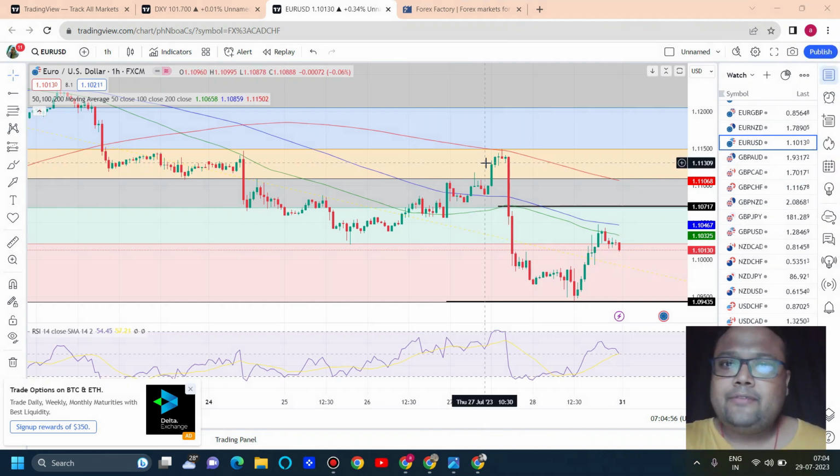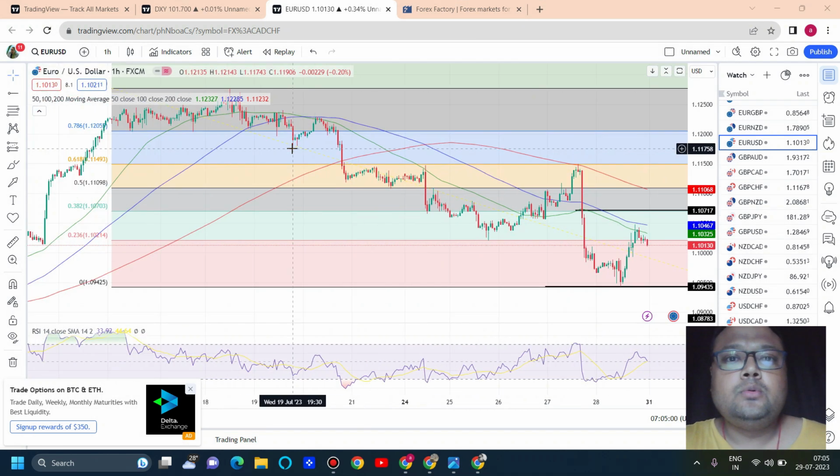And if you already have a buy position, sell position on the chart, try to close the position with lower loss. Try to close your positions at break even.